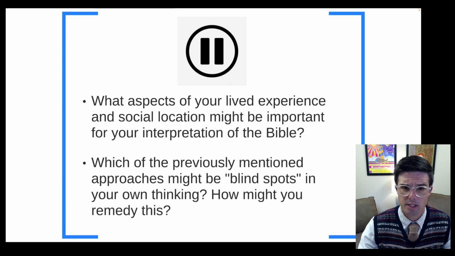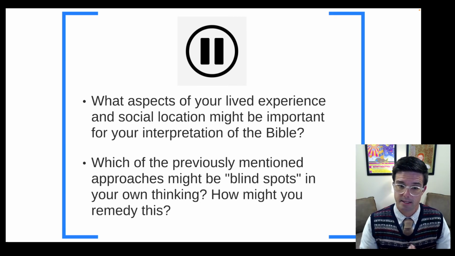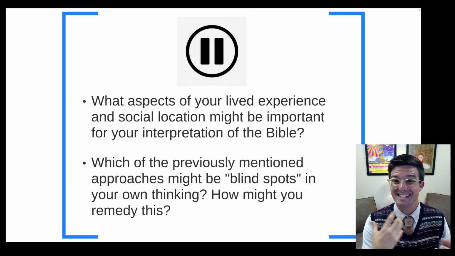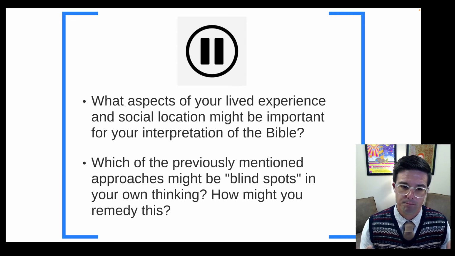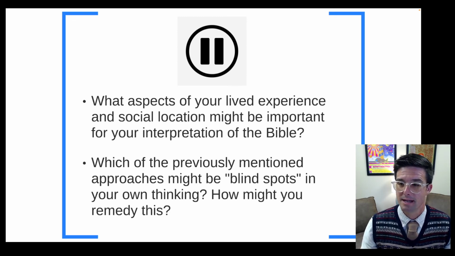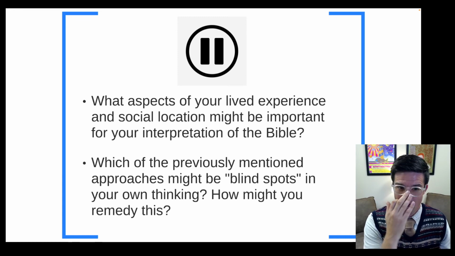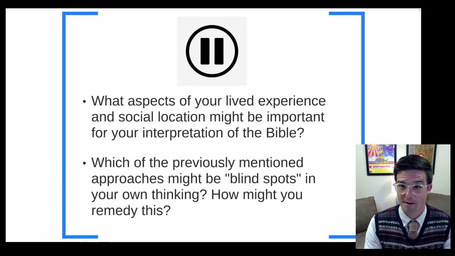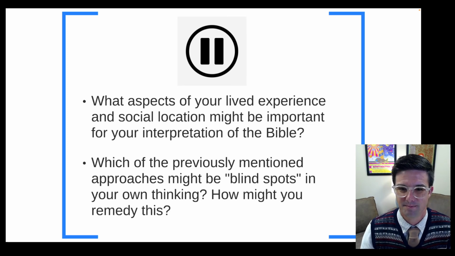And the second question is, which of the previously mentioned approaches might be blind spots in your own thinking? So what are those approaches? What are the identities that you might not have engaged with quite as much? And how might you remedy this? So what are the ideological blind spots that you have? How might you remedy this? So go ahead and pause here, reflect on these questions for about 5 to 7 minutes, and come back and we'll have just a few more slides.